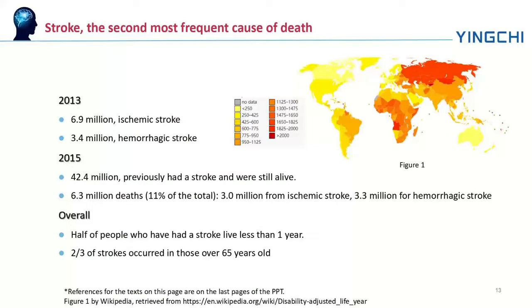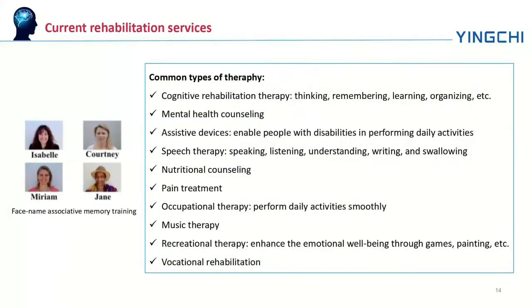And around the world, almost half of the people who have had a stroke live less than a year, so it may cause death, but apart from death, patients who suffer from stroke may have a low quality of life. So the management of stroke is quite important. And there are many common types of therapies to help patients regain their motor function or their cognitive function. I have listed some of them, and we have more. And the doctors may use these therapies combined.